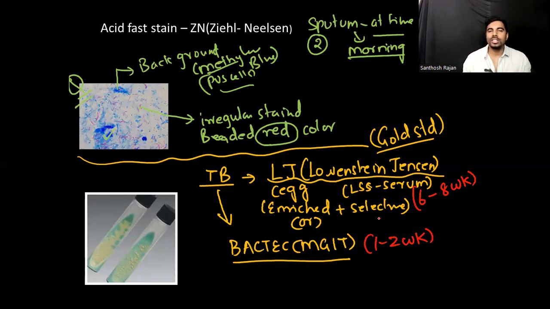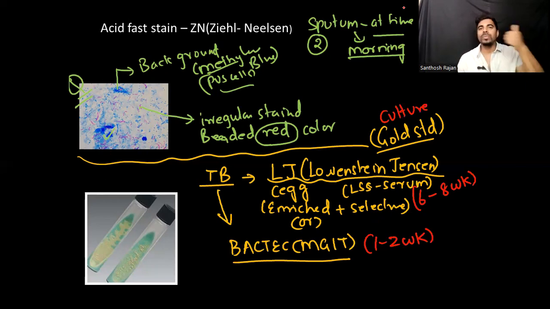Apart from culture, you have GeneXpert, CBNAT. CBNAT is also a GeneXpert. You don't have to do culture, you put it directly into this type of PCR, and there also you will get your results. Those are more advanced ones. But what is important is conventional culture. Even with so many advances and modifications in CBNAT and GeneXpert, culture is still the gold standard for TB. Okay, remember that.